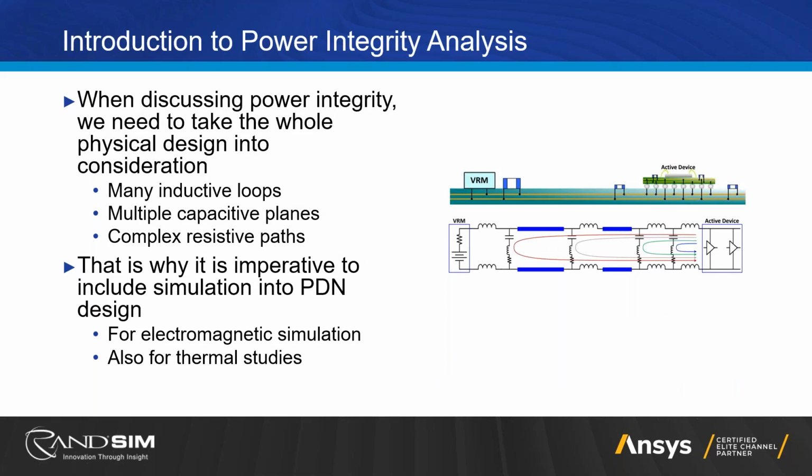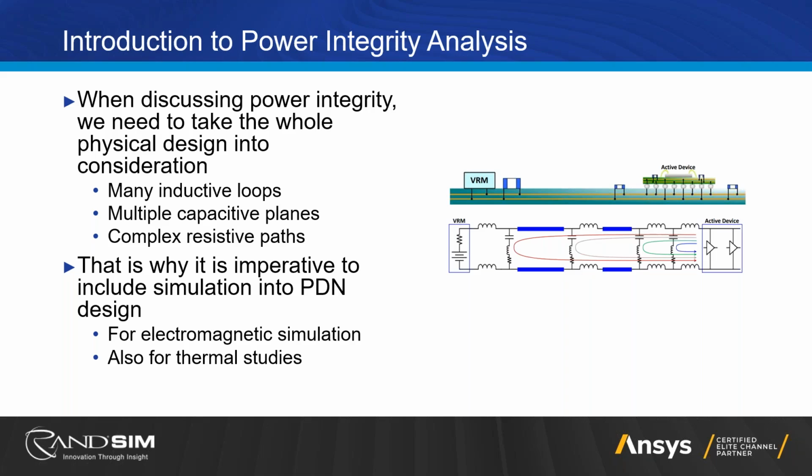So, when we're looking at a board and breaking it down into the components, we need to make sure that we're representing everything appropriately within the design, starting from the VRM and going all the way to the active device with everything involved. This includes components, parasitics, passive components, as well as the traces, layers, and vias themselves.